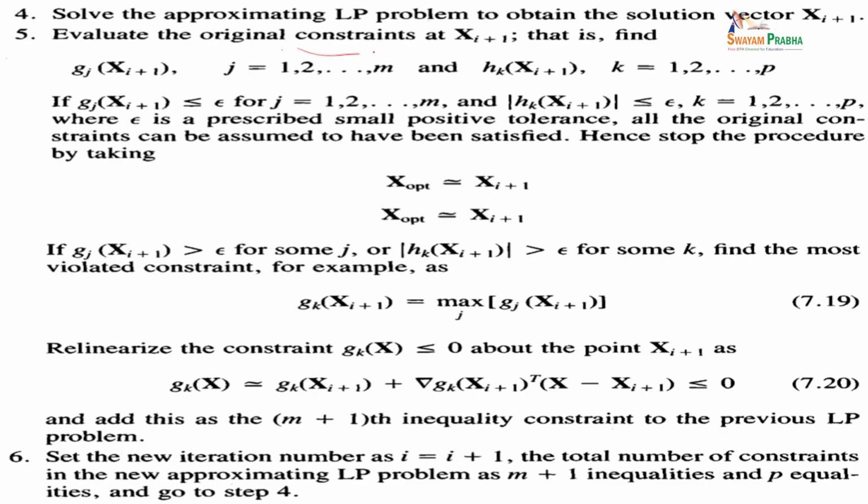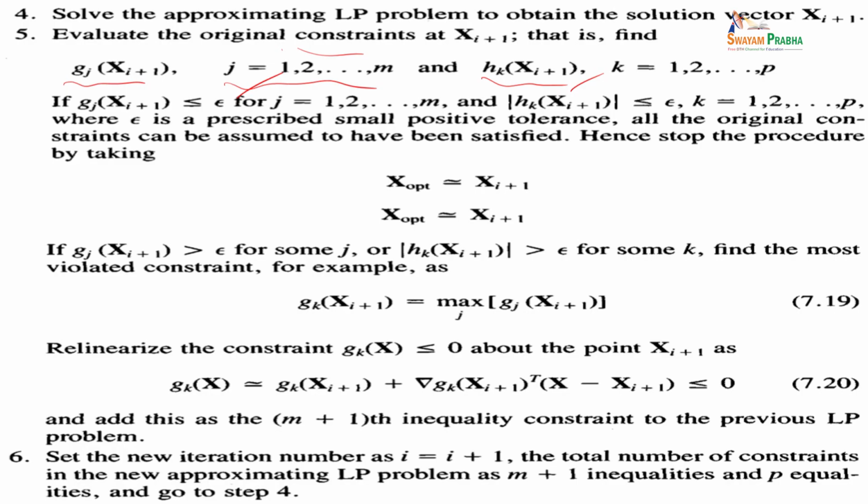Evaluate the original constraints at x_{i+1}, that is, find g_j(x_{i+1}) where j varies from 1 to m, and h_k(x_{i+1}) where k varies from 1 to p. If g_j(x_{i+1}) is less than or equal to epsilon for j equal to 1 to m, and the modulus of h_k(x_{i+1}) is less than or equal to epsilon, where k varies from 1 to p.